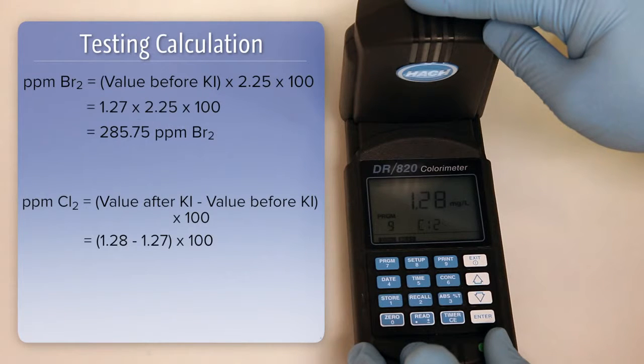The diluted activated solution contains 285 parts per million of available bromine and just 1 part per million of chlorine. That was a very good activation.